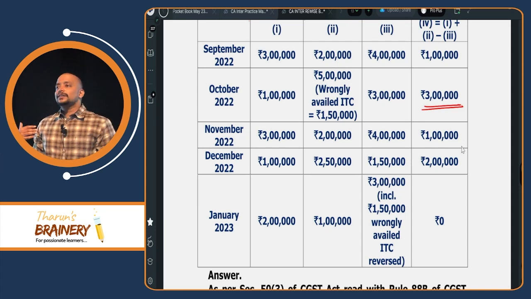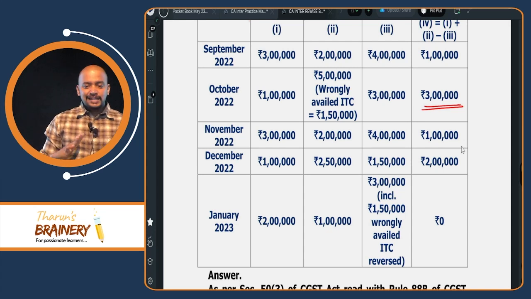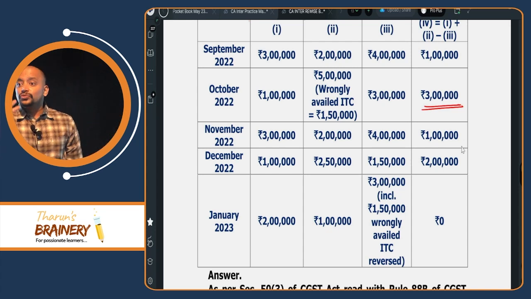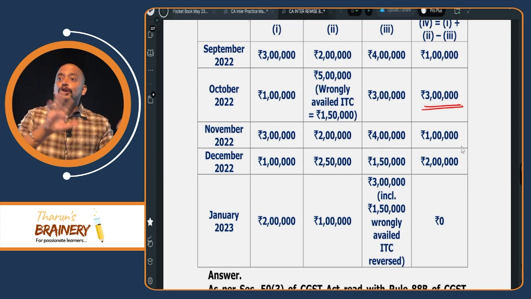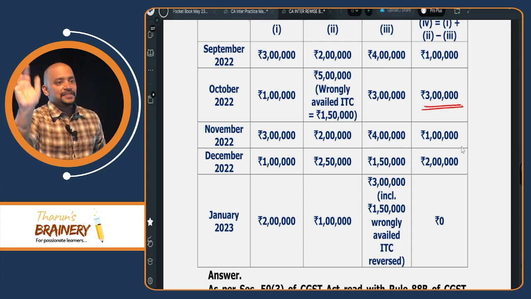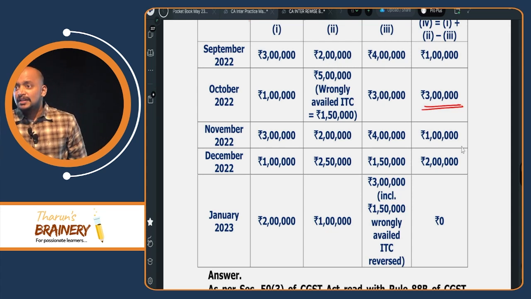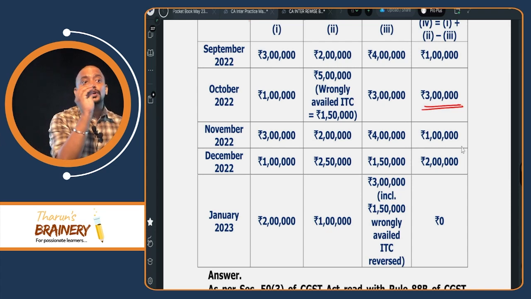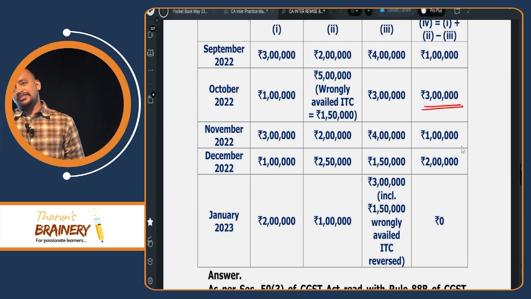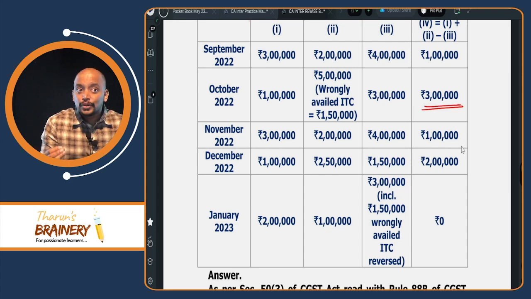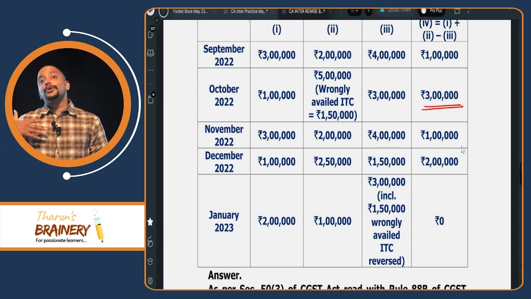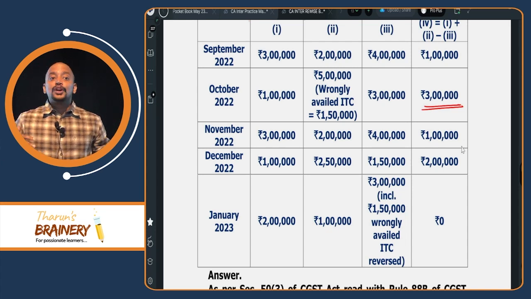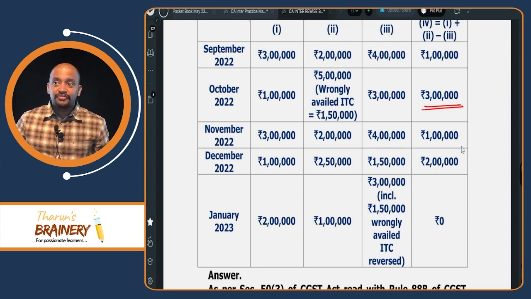Okay. January: opening balance 2 lakhs, 1 lakh availed ITC, and 3 lakhs they reversed. In that 3 lakh, 1 lakh 50 is there. So which means without utilizing, the 1 lakh ITC is reversed. You understood or not? Which means how much ITC is utilized out of this wrongly availed ITC? Only 50,000. Means interest is computed only on 50,000. Understood? Why we don't have to compute interest on entire 1 lakh 50? Because the entire 1 lakh 50 we did not use. How do we know that we did not use 1 lakh 50?